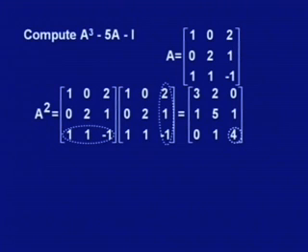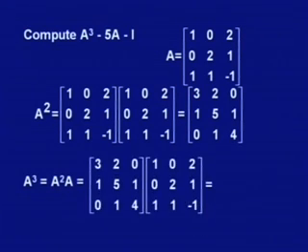Once we get A square, we can compute A cube, which is A square multiplied by A. Now, the order here is not important. We can multiply A square by A, or we multiply A by A square, because this is associative, and this gives me the result as this matrix.